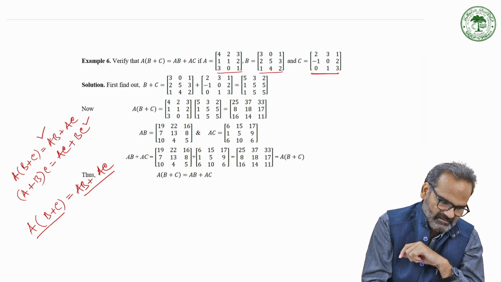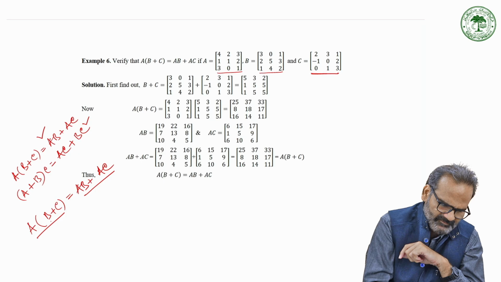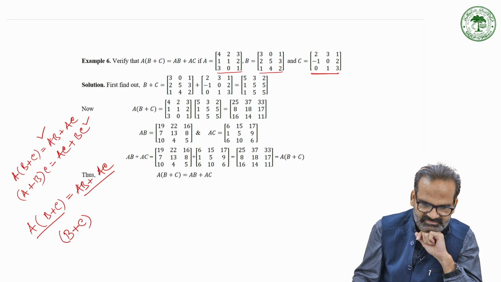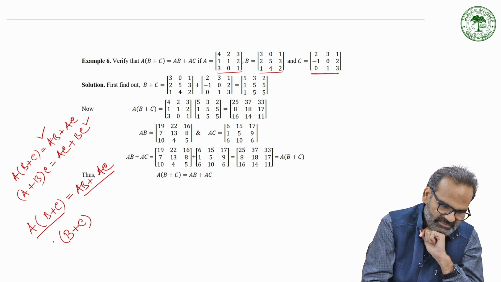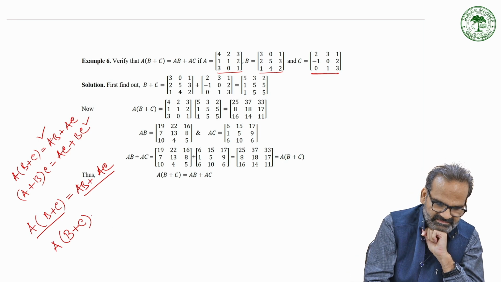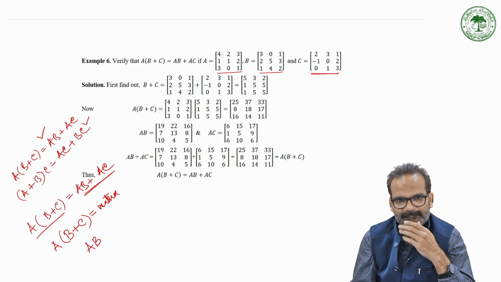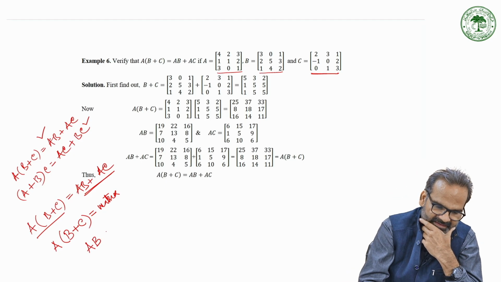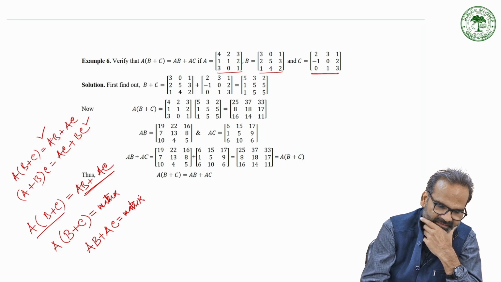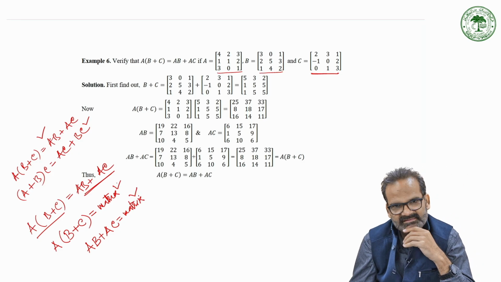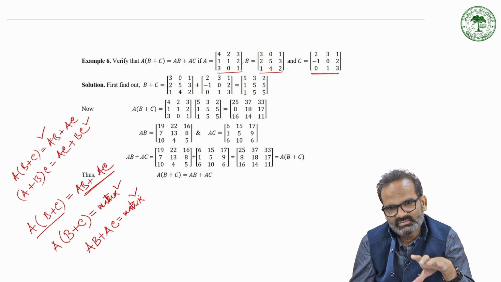So how will you calculate the left hand side? First find the sum of these two matrices, B + C, and then this sum should be multiplied with matrix A. You will get a matrix. Whatever you get, then take the right hand side. Multiply A with B to get the product AB. Then multiply A with C to get the product AC, and then add up these two, you will get a matrix. This matrix should be equal to the other matrix. It will show that the left hand side is equal to the right hand side.